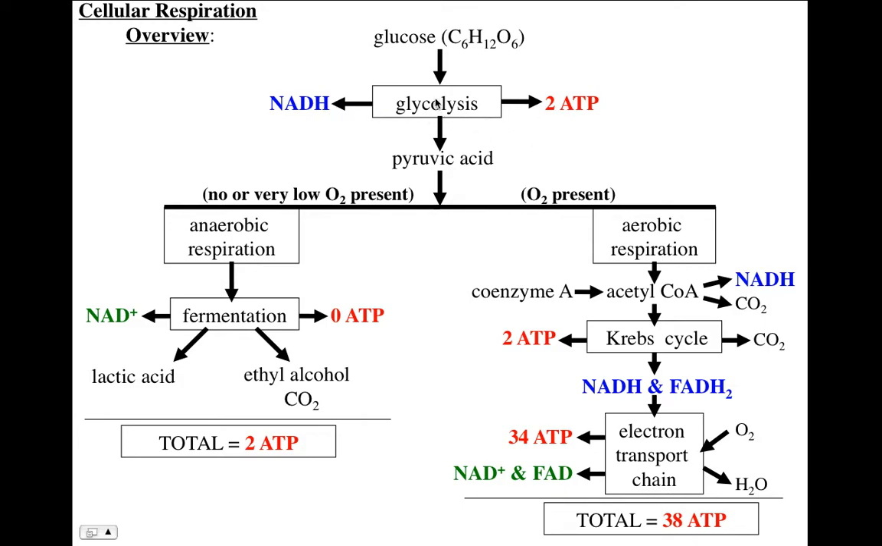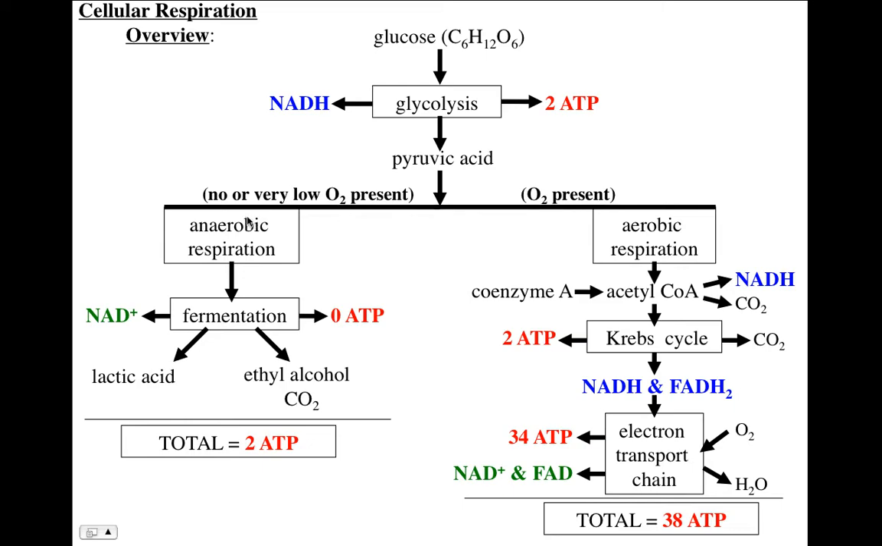Let's now talk about the anaerobic pathway. The anaerobic pathway is when oxygen levels are very low or not present at all. When oxygen is not present, the traditional oxidation reactions that go down the aerobic pathway are not able to take place. So the organism must find an alternate pathway.